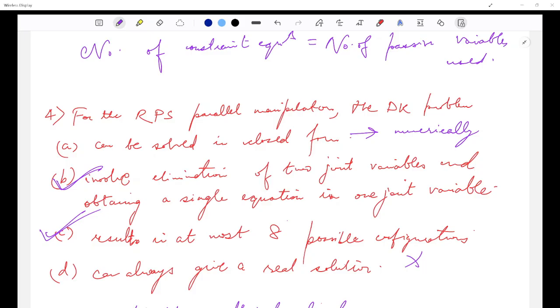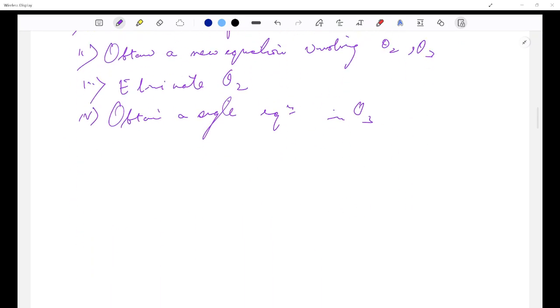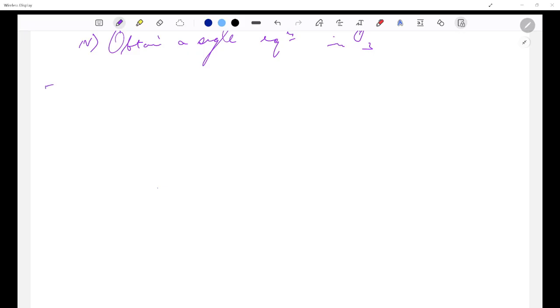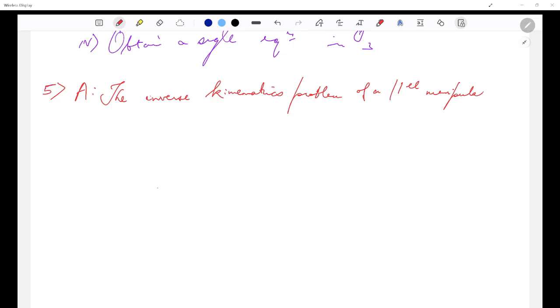I have an assertion reason question. My assertion is: the inverse kinematics problem of a parallel manipulator is easier to solve than the direct kinematics problem. Is it true?